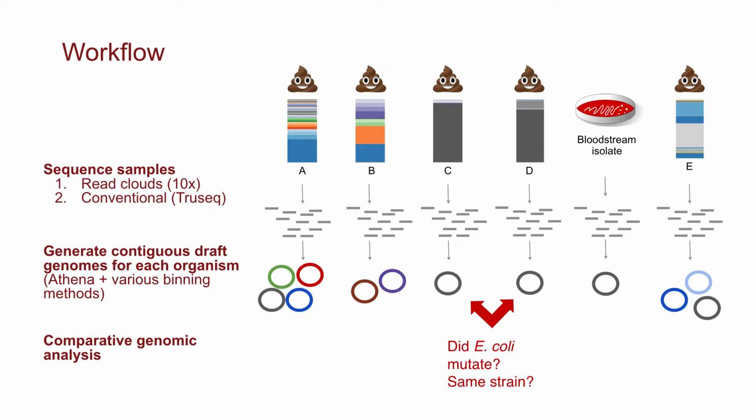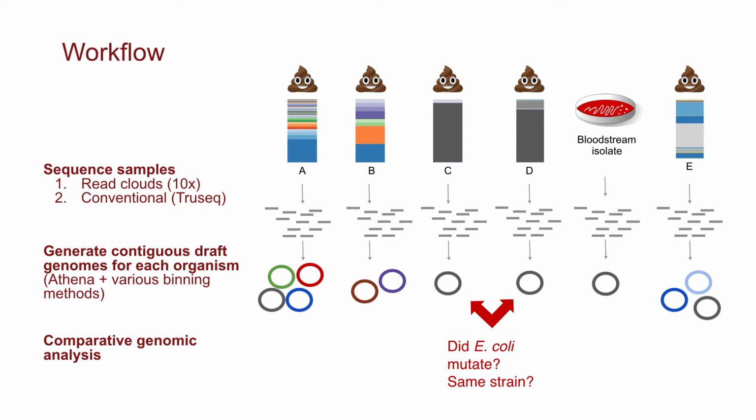So here is an overview of our workflow. We had 5 stool samples as well as the bloodstream isolate, the E. coli that caused the bloodstream infection. And for our stool samples, we performed both read cloud sequencing with our 10x Chromium library prep, as well as conventional sequencing using a TruSeq Illumina library prep. And then we generated draft genomes for each organism within each sample.